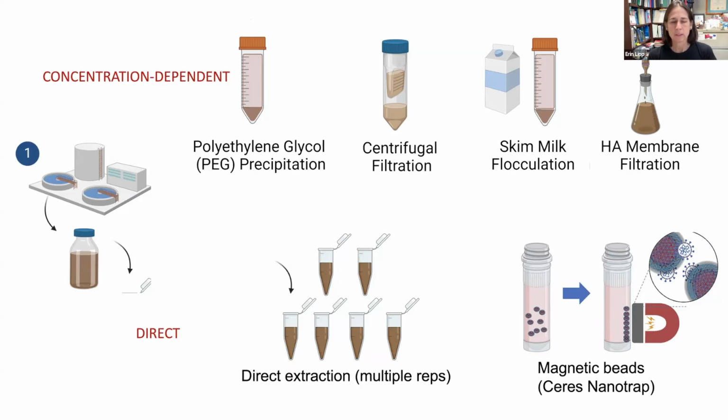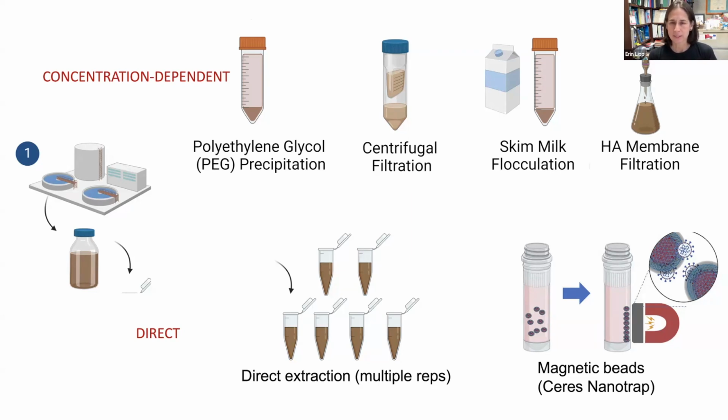The other option is direct detection. The proponents of direct detection will tell you that's the case because you lose a lot in that concentration step. Sometimes the efficiency of concentration is not particularly good, and you have a better detection efficiency if you use a direct detection assay. This can be literally, you just take a subsample in multiple replicates and start doing your DNA and RNA extraction. Or it can be using something like a magnetic bead system like Ceres Nanotrap offers, which is another mode of concentration, but is a more direct approach.